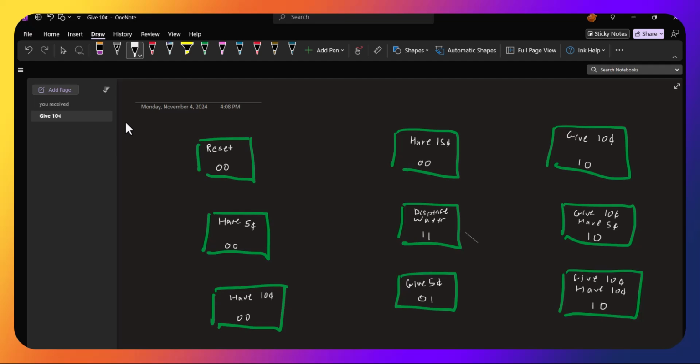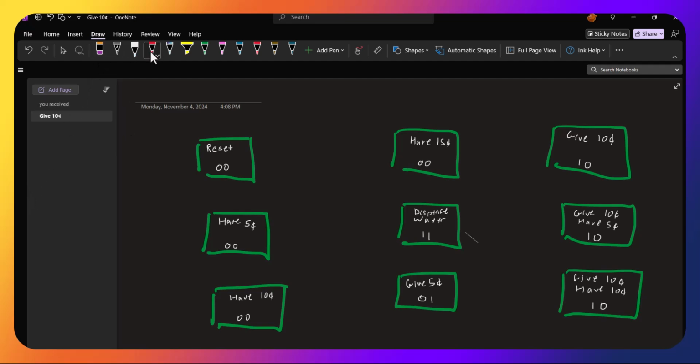Okay, so those are our 9 states. Reset, you have 5 cents, you have 10 cents, you have 15 cents, or you got exactly 20 and you dispense water. You got 25, so you give 5 cents change. You got 30 cents, so you give 10 cents change. You got 35 cents, so you give 10 cents change, but you still have 5 cents. You got 40 cents, so you give 10 cents change, but you still have 10 cents. So those are our states.